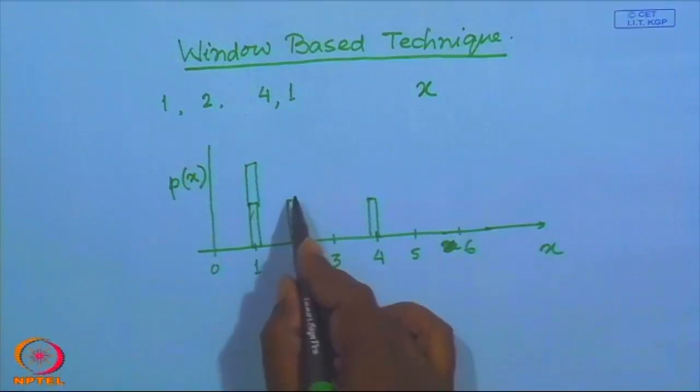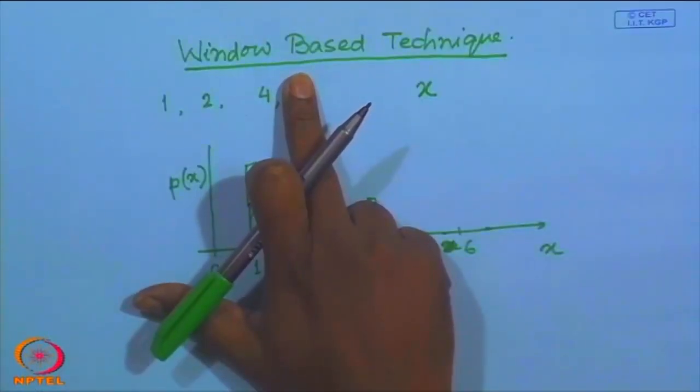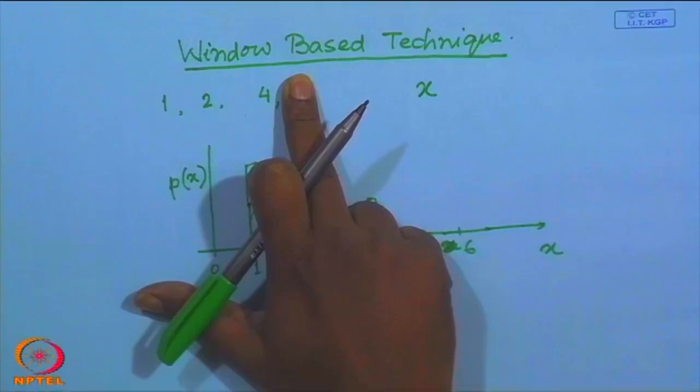And not only that, the area of individual delta functions has to be 1/4. In the earlier case, I had only these 3 samples, so the area of individual delta functions was equal to 1/3, so that when I add all these delta functions together, the total area becomes 1.